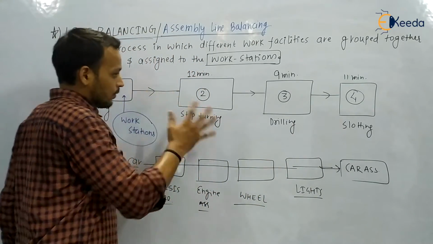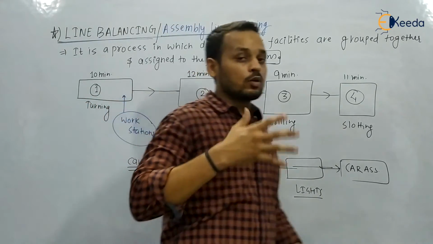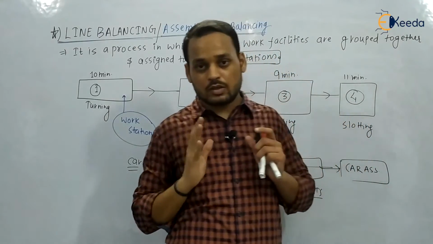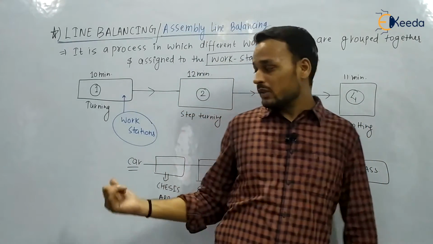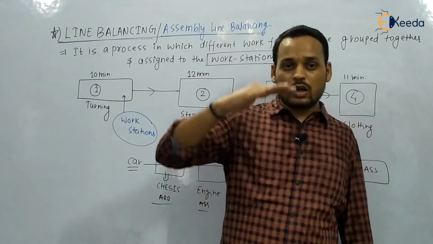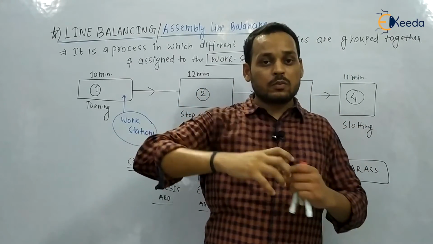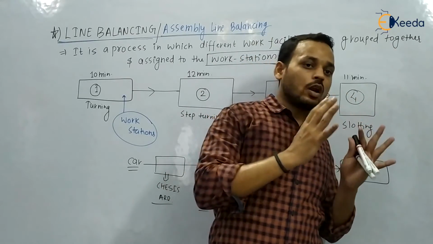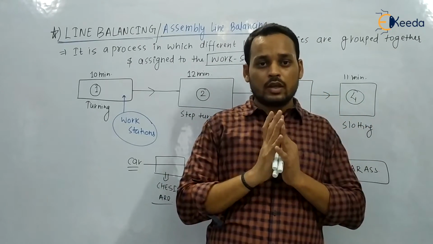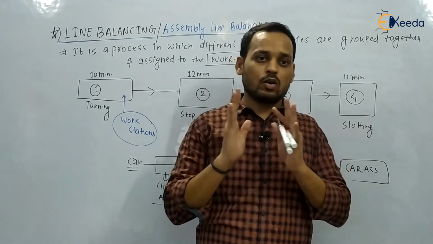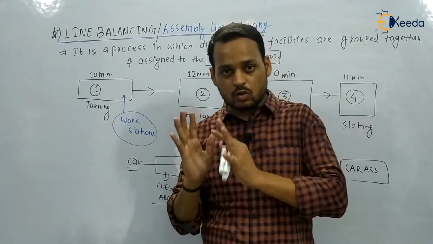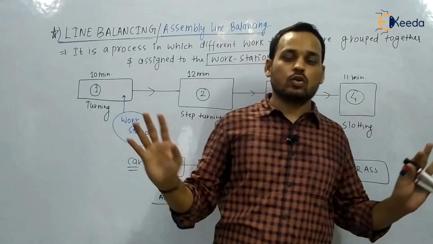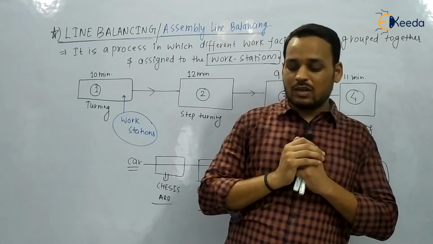Suppose we have decided that we are going to assemble 1000 cars per day. So with the help of assembly line balancing, you can minimize the idle time, and you can maximize the manpower and machine power. So the total production output will be constant. You are going to get a constant rate of production output. So these are the benefits of assembly line balancing.